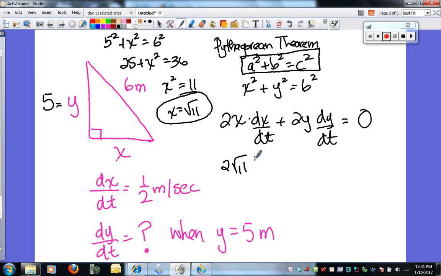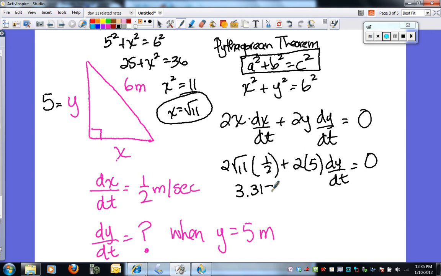So we have 2 times the square root of 11 times dx/dt, which is 1/2, plus 2 times y. We already said y is 5 here, so we have 5 in there. dy/dt we're trying to look for, so we're going to leave that blank. That's our variable. That's the rate we're looking for. And we don't know what the square root of 11 is off the top of our head. I don't anyway. So I'm going to do some arithmetic with a calculator. 2 times the square root of 11 times 1/2 equals, to 3 decimal places, 3.317, plus 2 times 5 is 10.